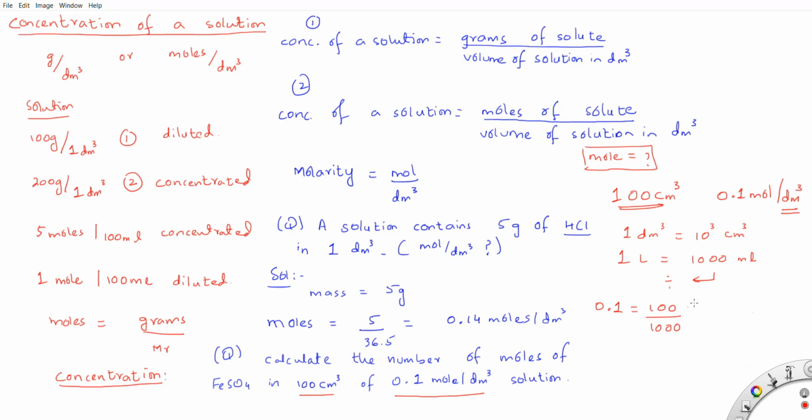Now this was cubic centimeters and I divided this by 1000 to convert the answer into liters or cubic decimeters. So now I am having my volume in liters. So how would I work out moles? Moles can be calculated as 0.1, that is this volume here given, times 0.1 mole per liter. So 0.1 times 0.1 is 0.01 moles.